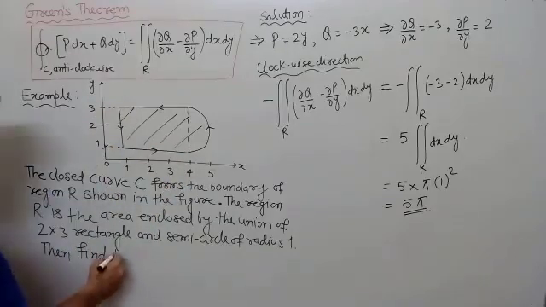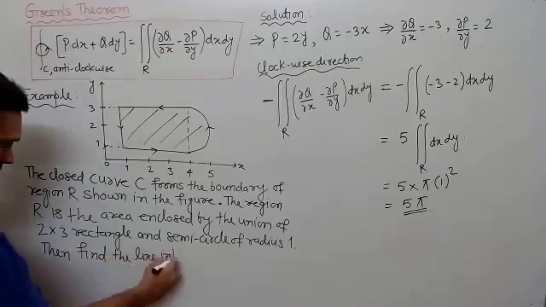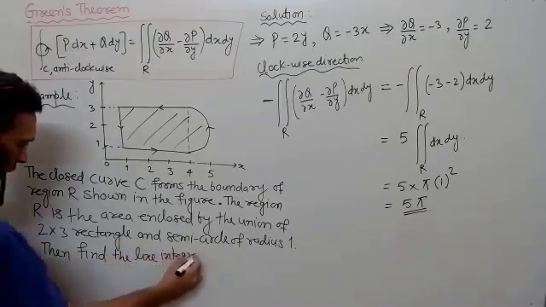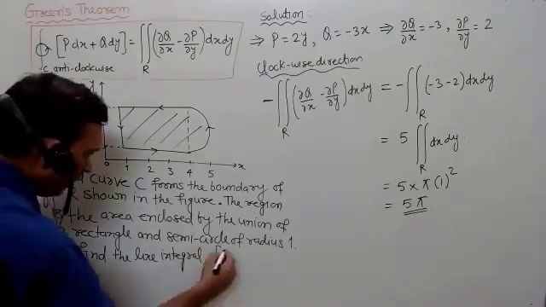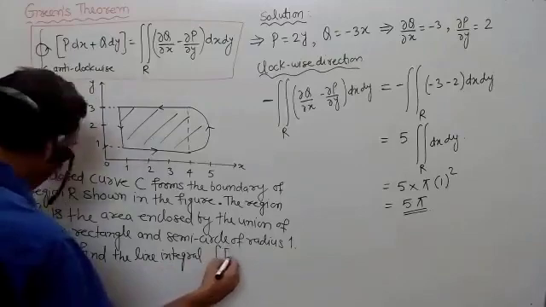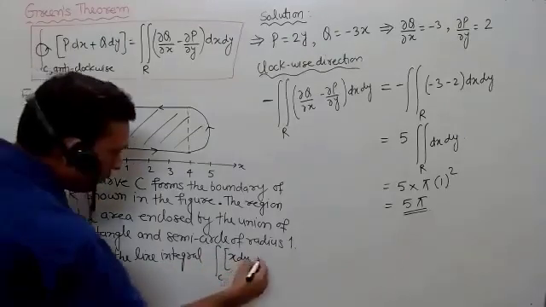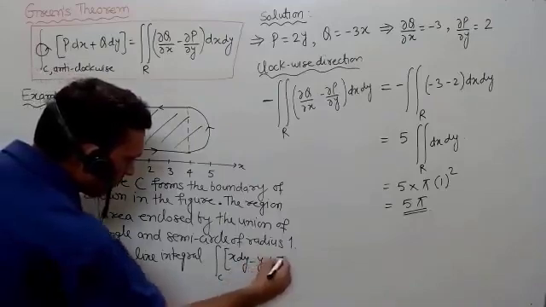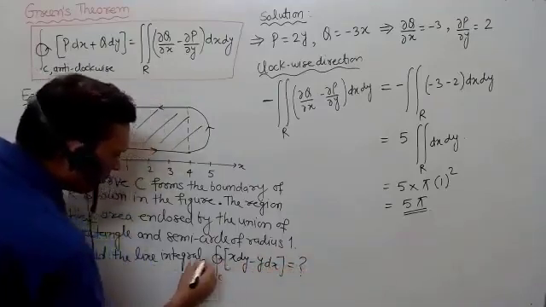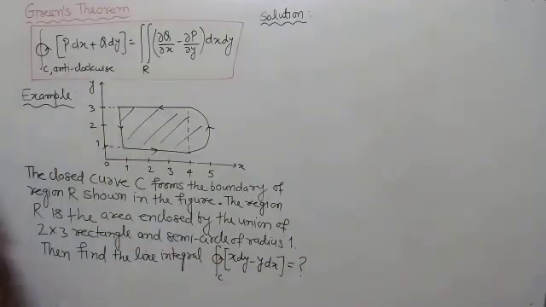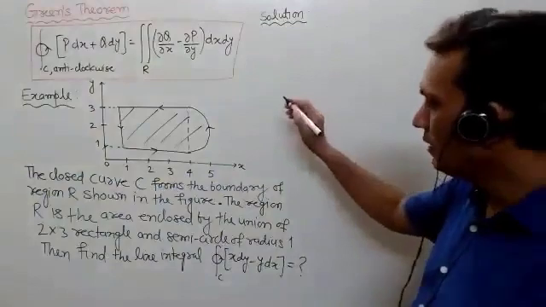Then find the line integral. Let us find the line integral over C of x dy minus y dx. What will be this integral? So 12 plus 2 pi or pi? Let us see the solution.